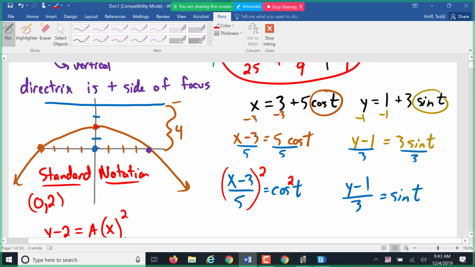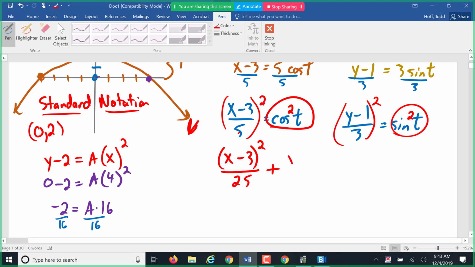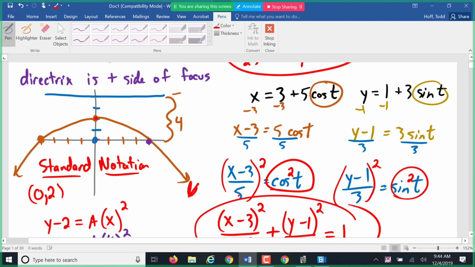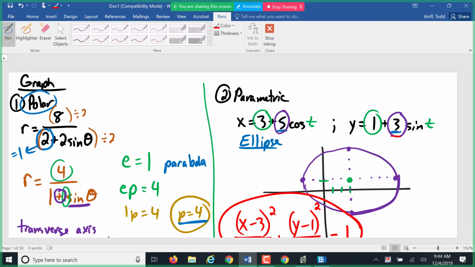In order to turn this into a standard equation, I want cosine squared and sine squared. So I'm going to square each side of this, and I will square each side of this. For this one over here, x minus 3 squared, we're just going to write as x minus 3 squared. The 5 squared will square to get 25. That is the cosine squared of t, plus sine squared of t is going to be y minus 1 squared. We're just going to write as y minus 1 squared. 3 squared we're going to write as 9. So this is cosine squared of t plus sine squared of t. And remember, cosine squared plus sine squared always equals 1. So that also gives us that standard form of that equation, just like what we wrote up here from the graph. So from the parametric form, if you can get the graph, there are several ways to convert it back into the standard form.